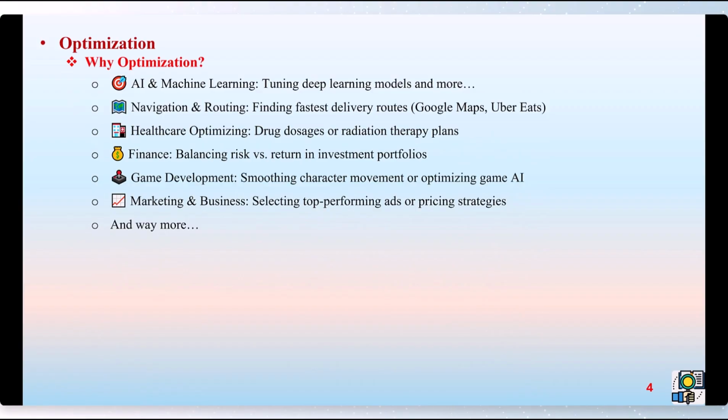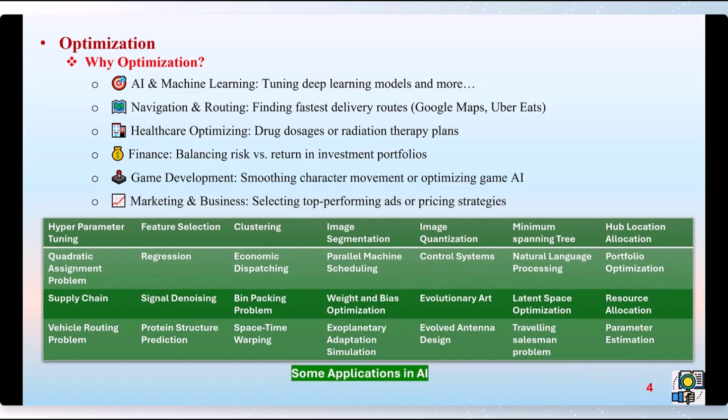They have applications in AI, machine learning, navigation and routing, healthcare, finance, game development, marketing and business, and way more. In the table, you can see some of the applications in AI: signal denoising, regression, feature selection, clustering, image segmentation, resource allocation, parameter estimation, evolved antenna design, space-time warping, protein structure prediction, and way more.